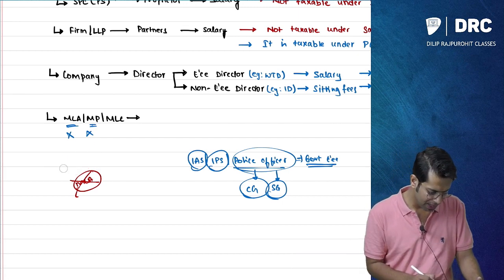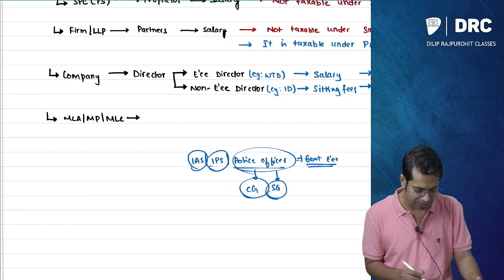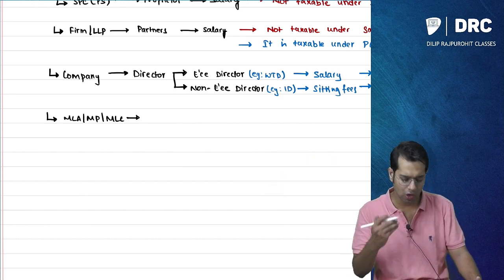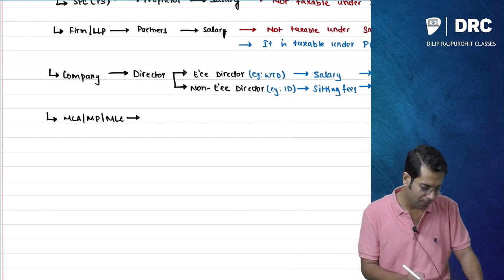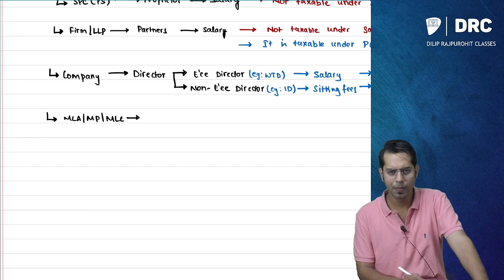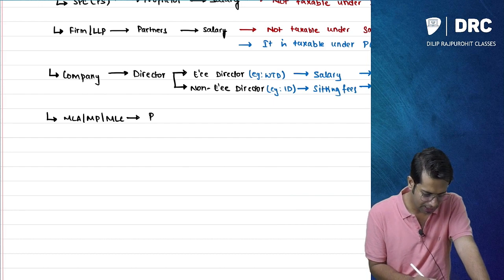So the amount which is paid to an MLA, MP, etc., that is not salary to them. But if you are a government teacher, an IPS officer, a police officer, etc., whatever amount you are getting will be taxable under salary because you are a government employee. The payment made to an MLA or MP is not taxable under salary.